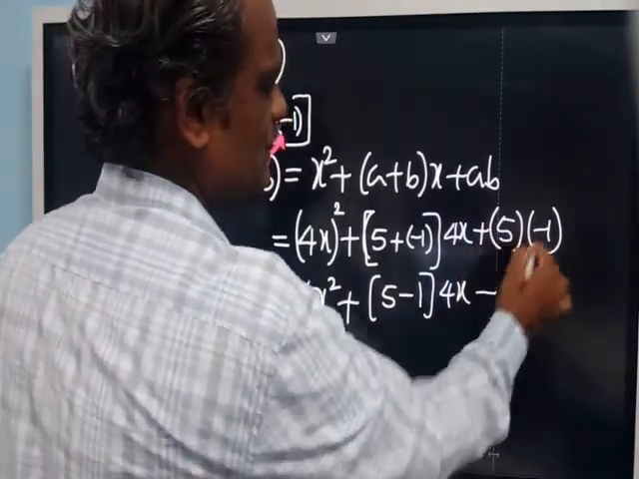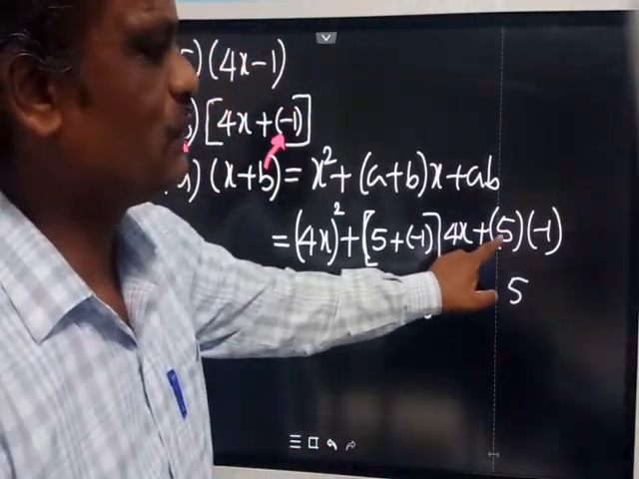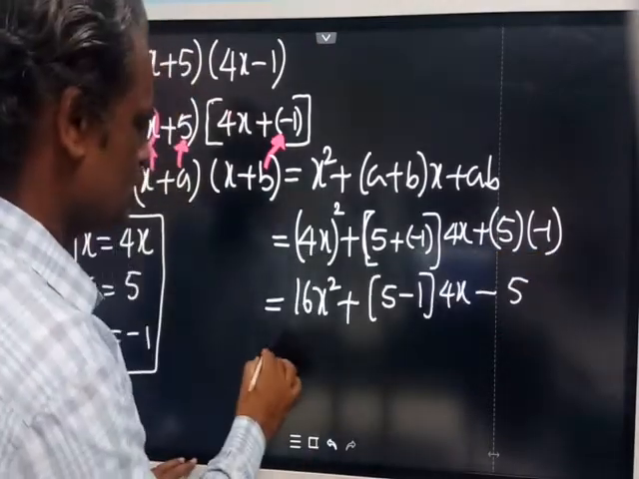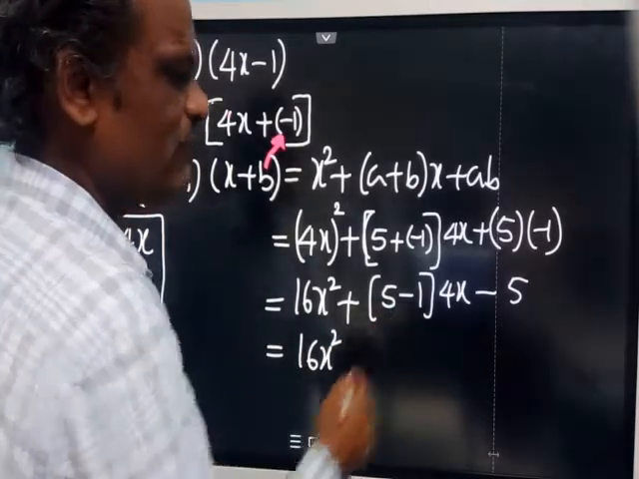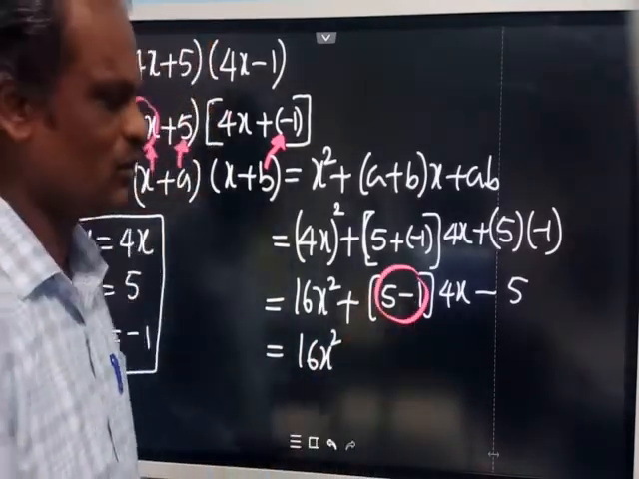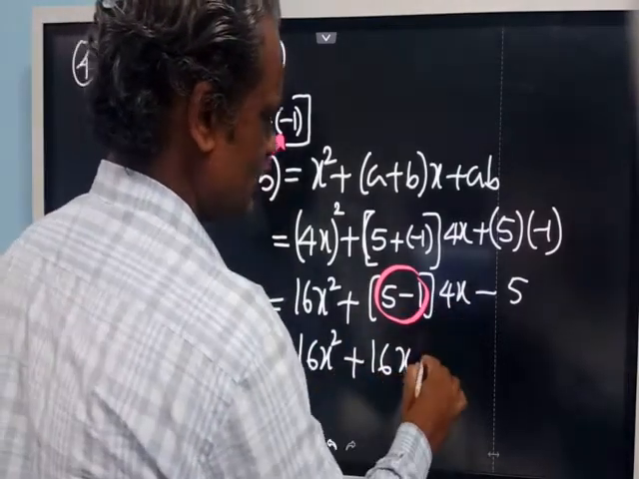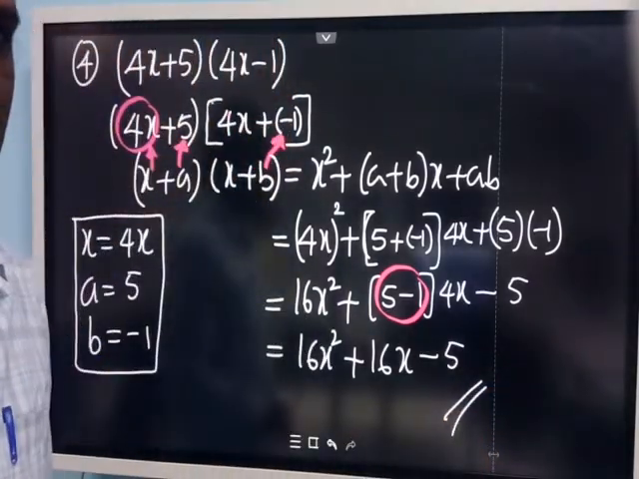This will become plus into minus, minus 5 on the 5. You look at this. Plus into plus, plus. Again plus into minus, minus only. So now 16x square. This will become 5 minus 1, 4. This 5 minus 1 is equal to 4. 4 fours are 16, plus 16x. Last one minus 5. So this is the product.